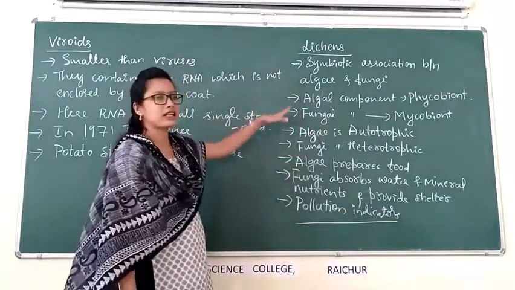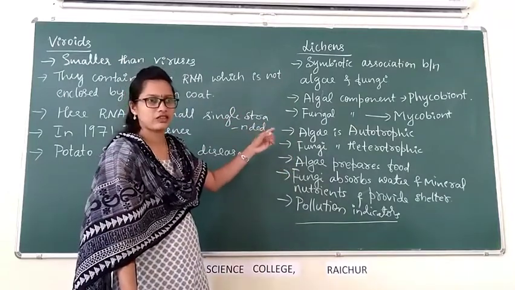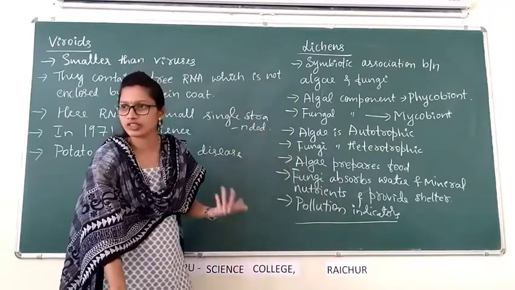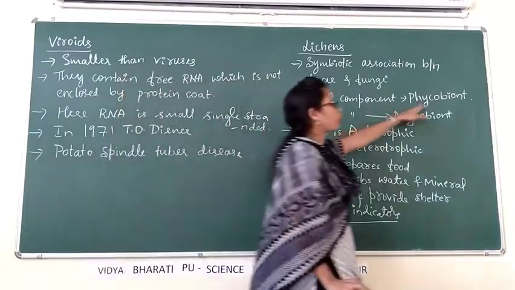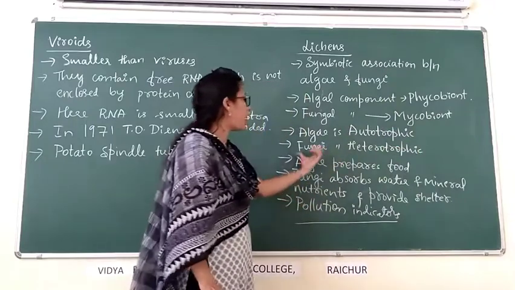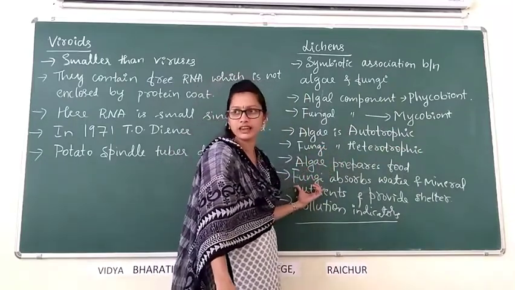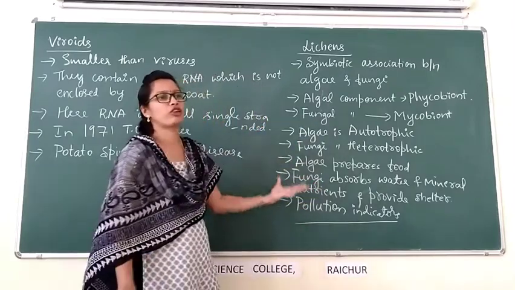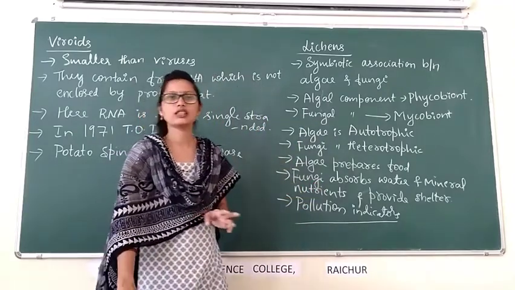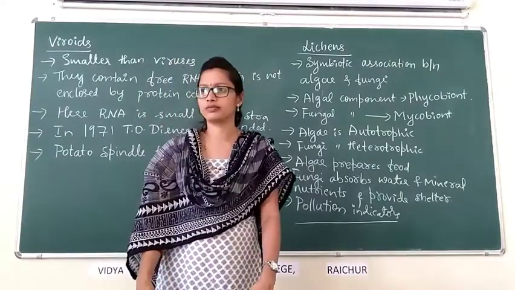Lichen is also important for 2 marks. What are lichens? Name the components present in the lichen, or what is phycobiont, what is mycobiont, what is the function of algae here, what is the function of fungi in a lichen. These things are important for 2 marks. So this completes your biological classification chapter. Thank you.